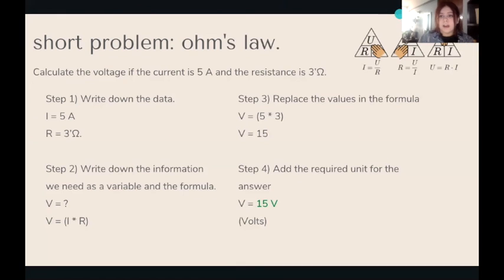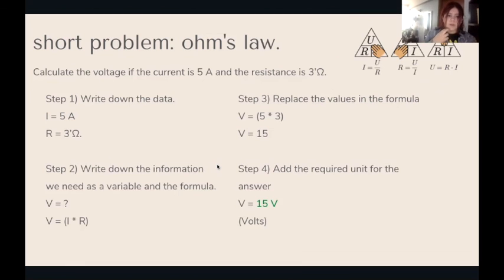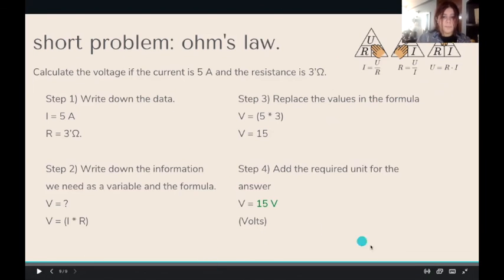Step 2 is to write down the information as variables and then the formula. On the top here, we have the triangle, which shows the relationship between all these elements that form Ohm's law. Here we can very clearly see that to find the voltage, we need to multiply the current by the resistance. The next step is to replace the values in the formula with the information we wrote down in step 1. And step 4 is to get the result and add the required unit for the answer. In this case, because it's voltage, the answer is in volts: 15 volts.